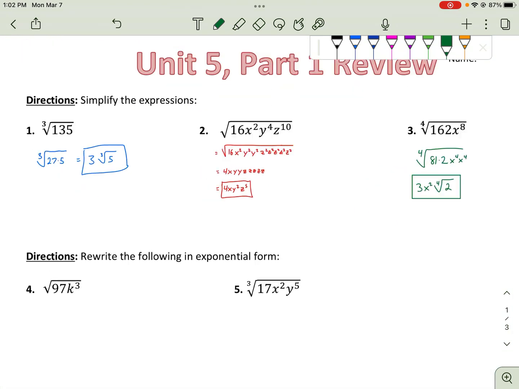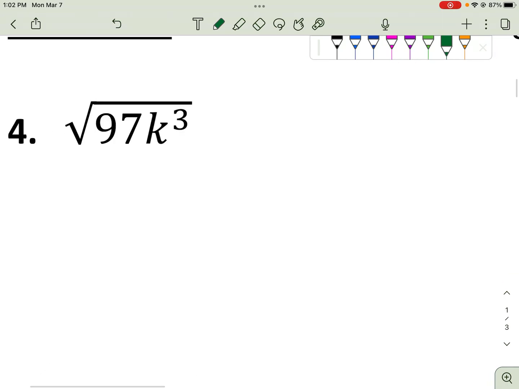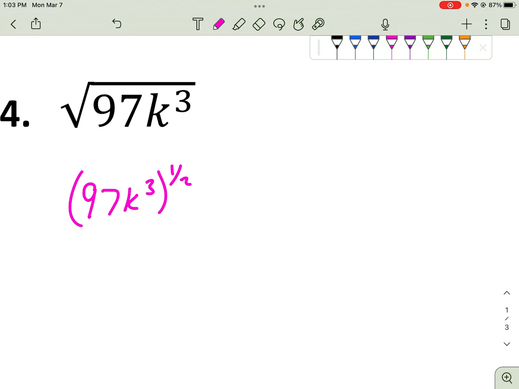Rewrite the following in exponential form. So using exponents only, we should know that a square root means a 1/2 power. So what we have so far is this. This is one way to think about it, at least. And then we kind of say how we distribute the power to each of the things in here. It's not really distributive property, but it is kind of what happens. So you end up with 97 to the 1/2.